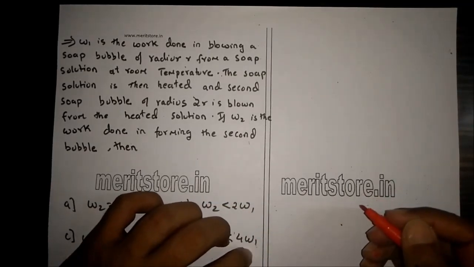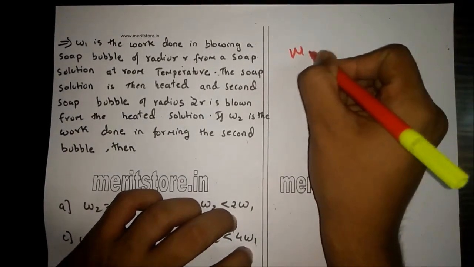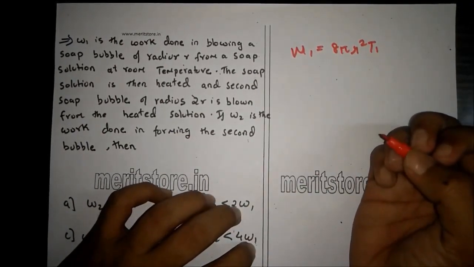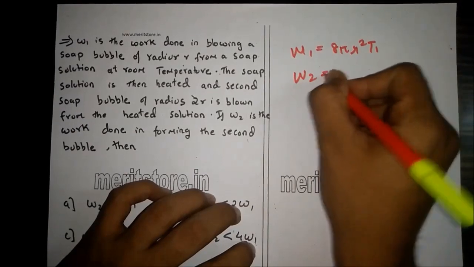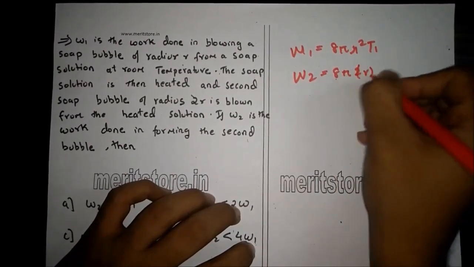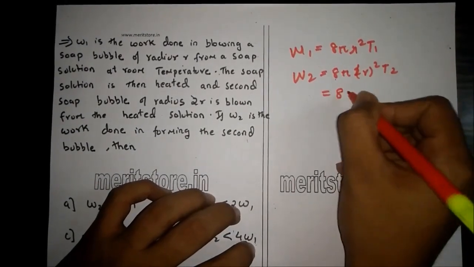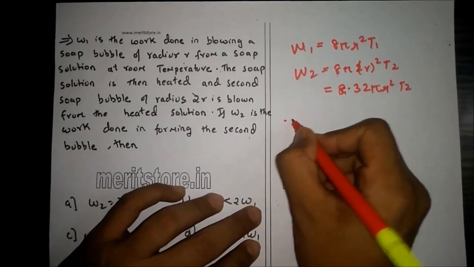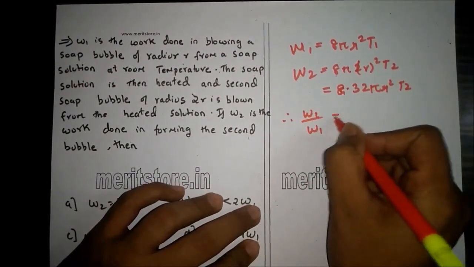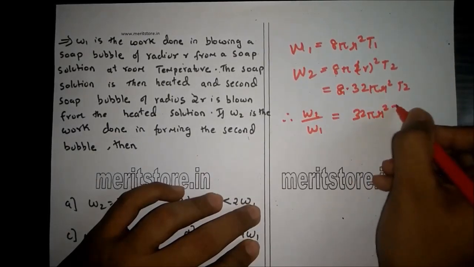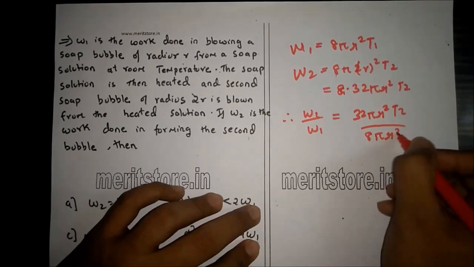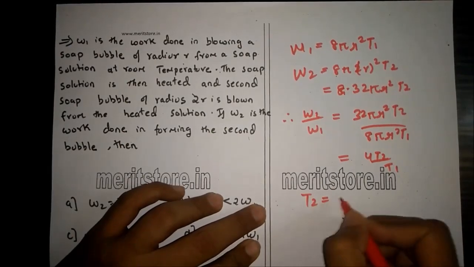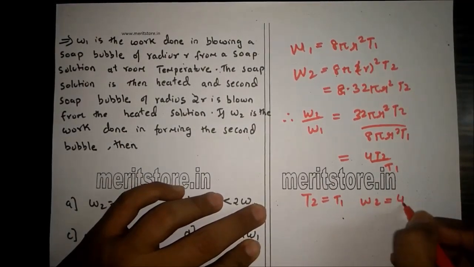Now, the work done in forming a soap bubble of radius r, W1, is equal to 8 pi r square T1, and the work done to form a soap bubble of radius 2r, W2, is equal to 8 pi into (2r) the whole square into T2, which is equal to 32 pi r square T2. Therefore, the ratio W2 upon W1 is equal to 32 pi r square T2 upon 8 pi r square T1, which is equal to 4 T2 upon T1. Now, if T2 is equal to T1, then W2 will be equal to 4W1.